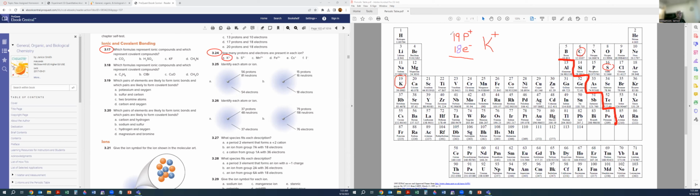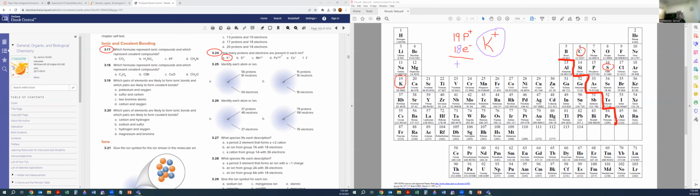When I have 19 protons and 18 electrons, I end up with a net +1 charge, and that gives me my potassium ion. Remember, electrons are negatively charged. I can't change the number of protons because then I would no longer have potassium.